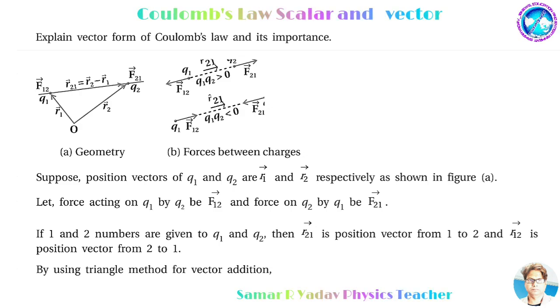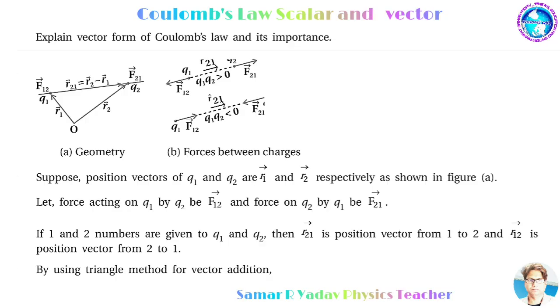Explain vector form of Coulomb's law and its importance. You can see in the figure the geometry and the force between charges. Suppose, with point O as origin, the charges q1 and q2 have position vectors r1 and r2, and the resultant vector r21 is equal to vector r2 minus vector r1. Here the force on q1 due to q2 is F12, and the force on q2 due to q1 is F21.